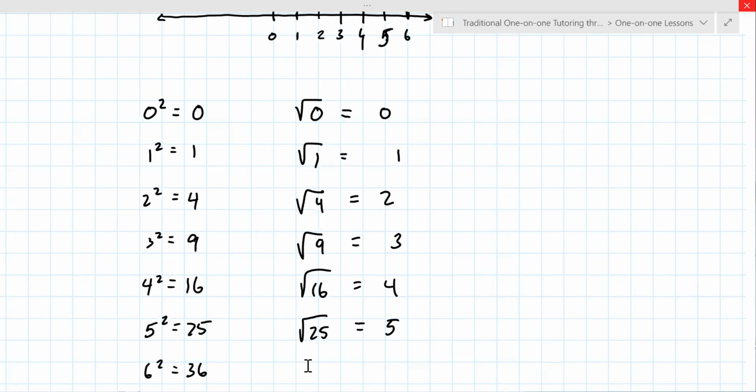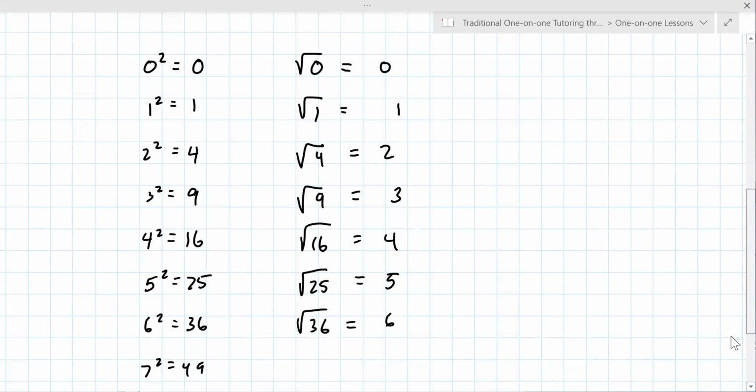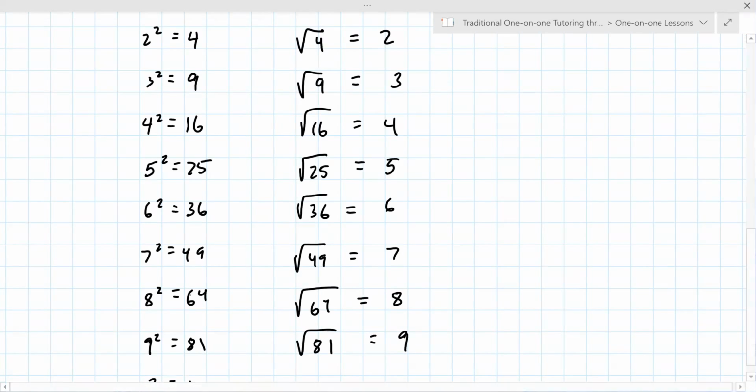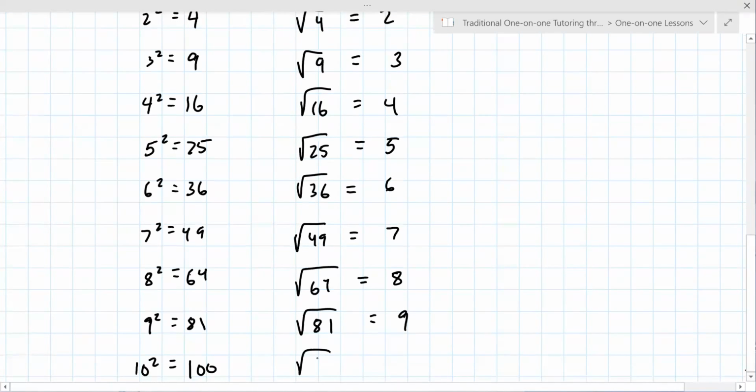And then we'll keep going here. So the square root of 36 is 6. The square root of 49 is 7. The square root of 64 is 8. The square root of 81 is 9. The square root of 100 is 10. So it just goes down from there.